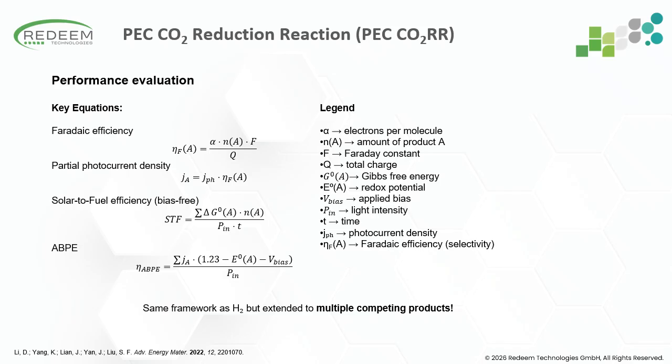And for overall energy efficiency, the product distribution must be considered. So here the solar to fuel efficiency sums the Gibbs free energy stored in all products relative to the incident light. And the ABPE additionally accounts again for any applied electrical bias.